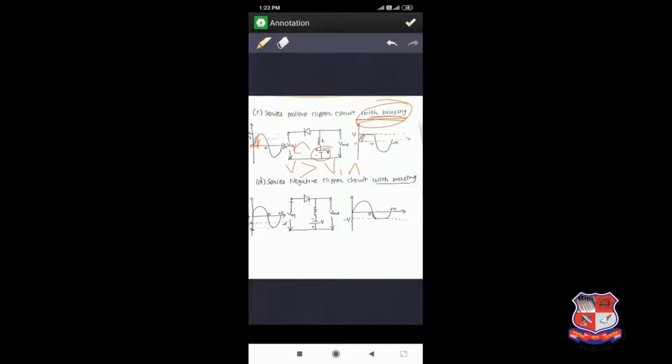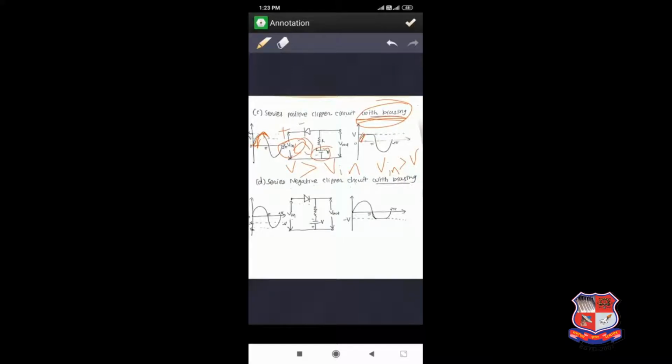Now when the input voltage is higher than the battery voltage, that is Vin is greater than V, then due to this input voltage, we know that the diode is in reverse bias, so no current flows through it.